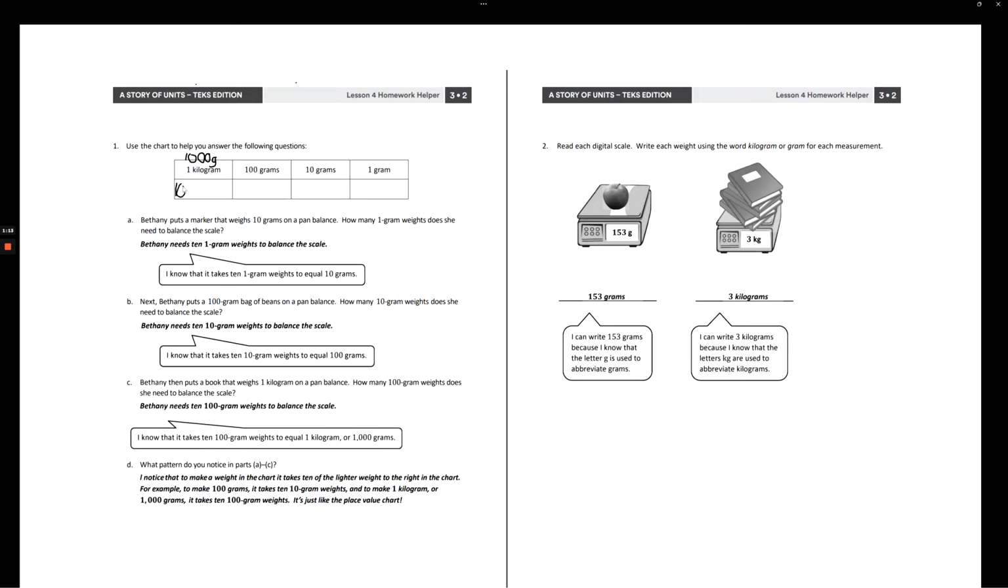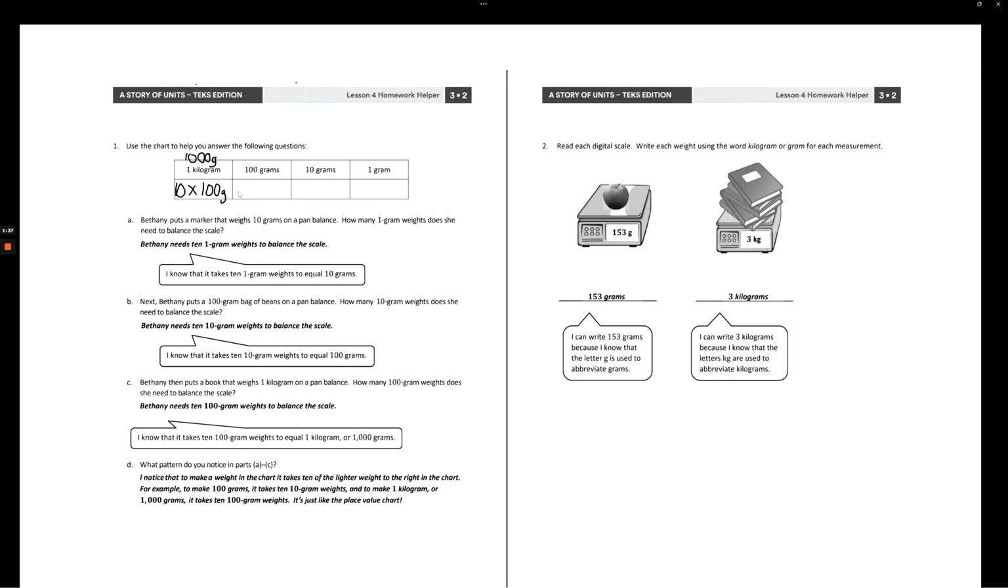So let me fill this in. We have 10, and remember the multiplication sign means groups of. So with 1,000, I can break this down into 10 groups of 100 grams. Just like we made on our 10 frames. We had 100 grams in each.